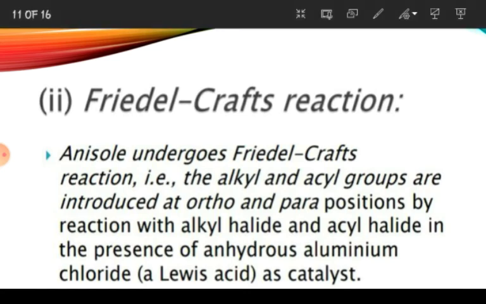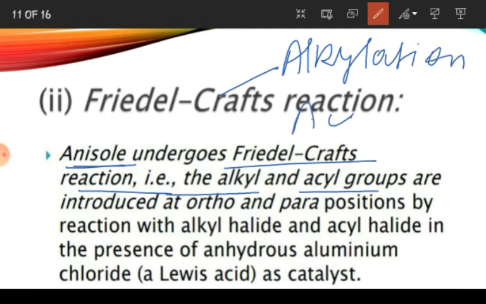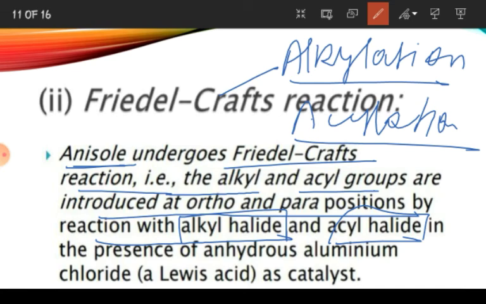Now let us see the next example, which is the Friedel-Crafts reaction. You have studied this reaction. Anisole undergoes Friedel-Crafts reaction, that is alkylation and acylation. Alkyl or acyl groups are introduced at the ortho and para positions by reaction with, if we take an alkyl halide, it will be alkylation, or an acyl halide, it will be acylation, in the presence of, you know the reagent, anhydrous AlCl3 as a catalyst.